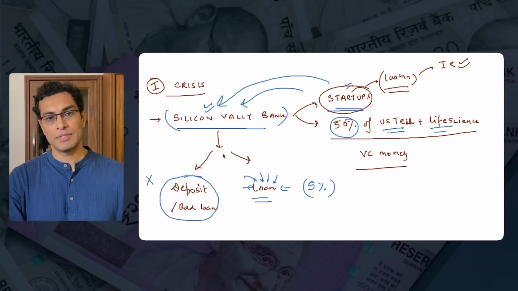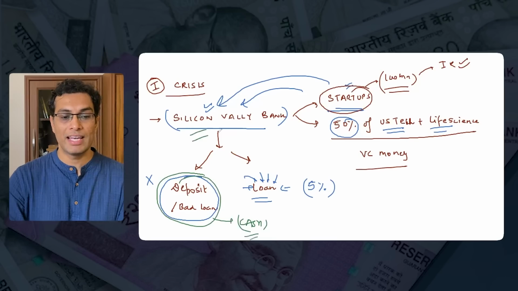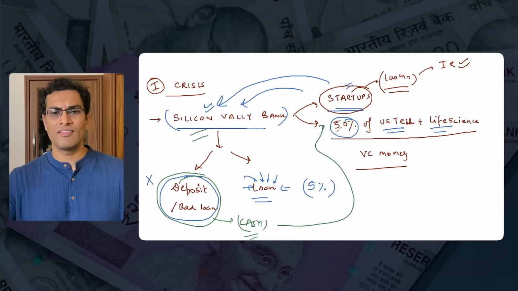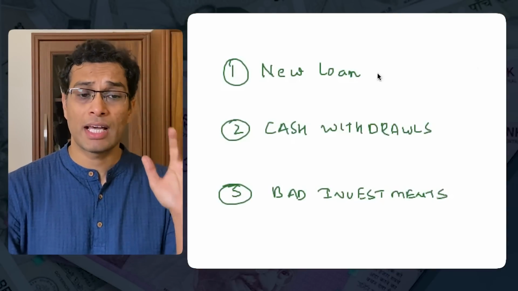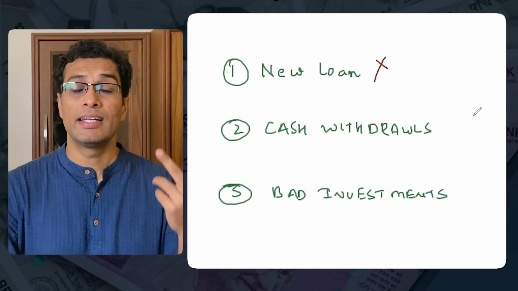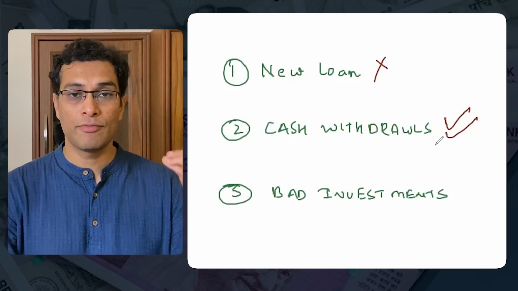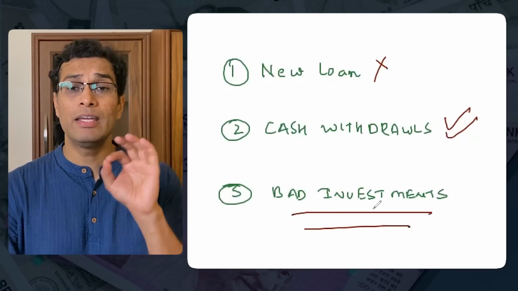So what these startups started doing was that they thought, hey, we have cash lying around, so we will go and withdraw this money from Silicon Valley Bank and use it to fund our operation in this interest rate environment where the cost of borrowing is becoming very high. So Silicon Valley Bank was unable to give out new loans. Second, the rate of cash withdrawals accelerated and a lot of parties started asking for their money back. And third and finally, what accelerated this crisis was bad investments from Silicon Valley Bank's behalf.